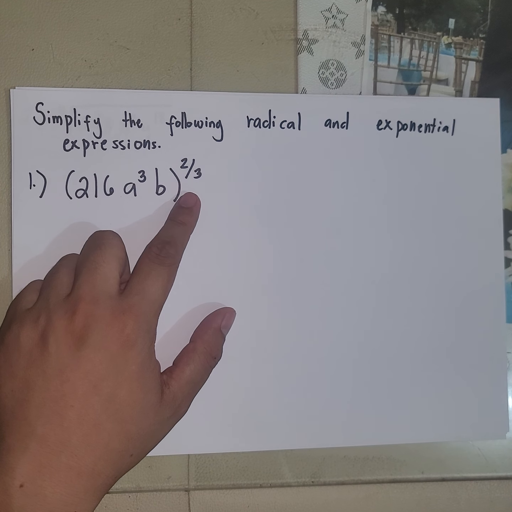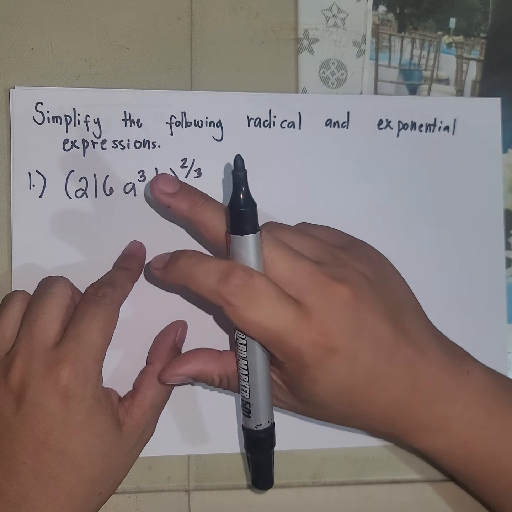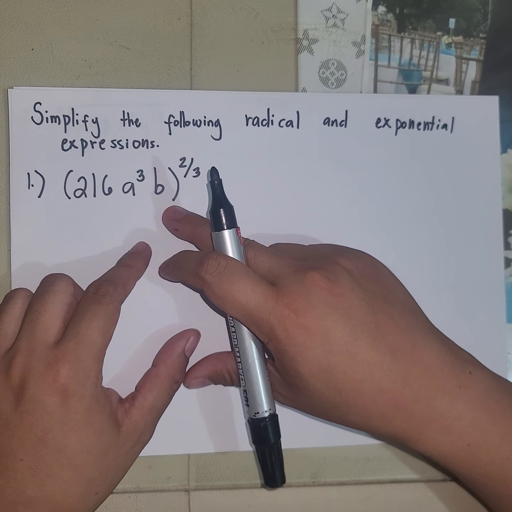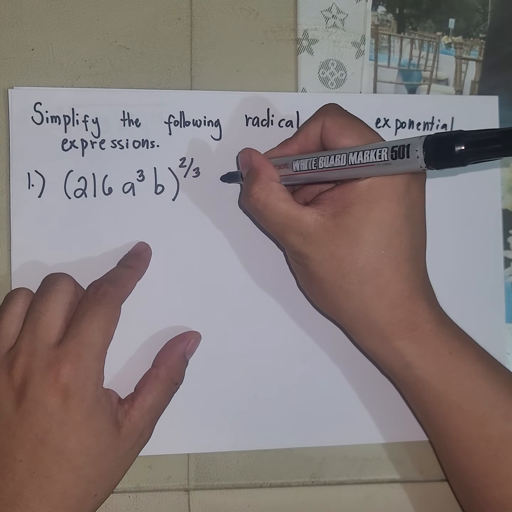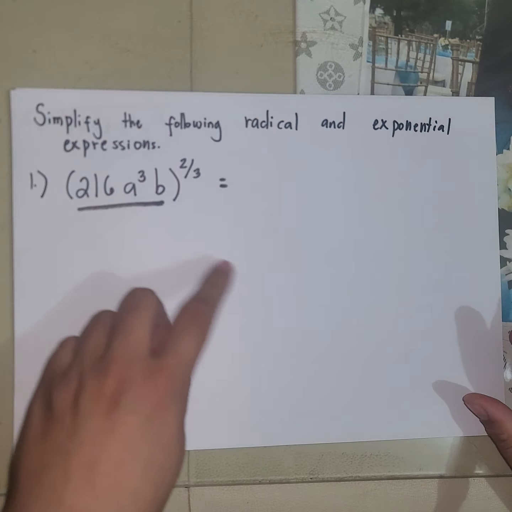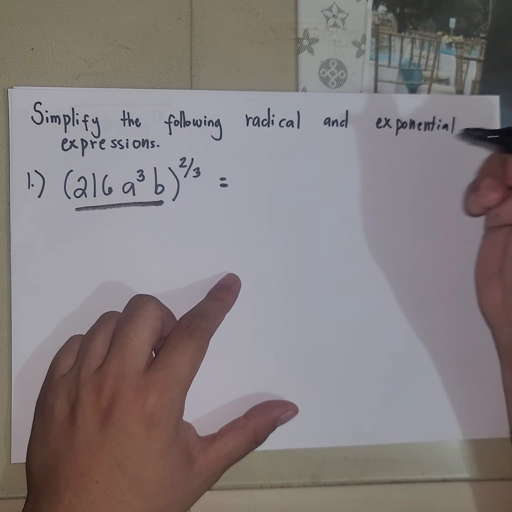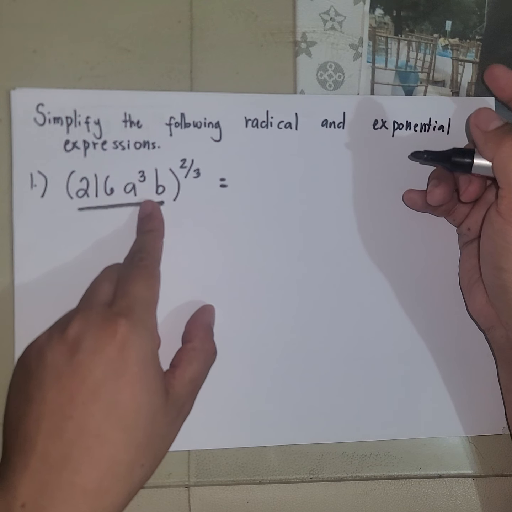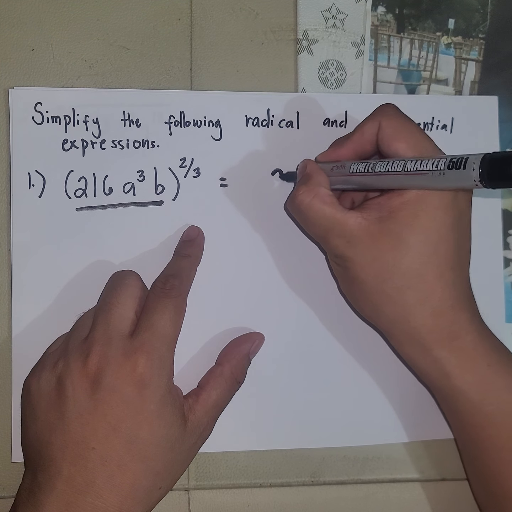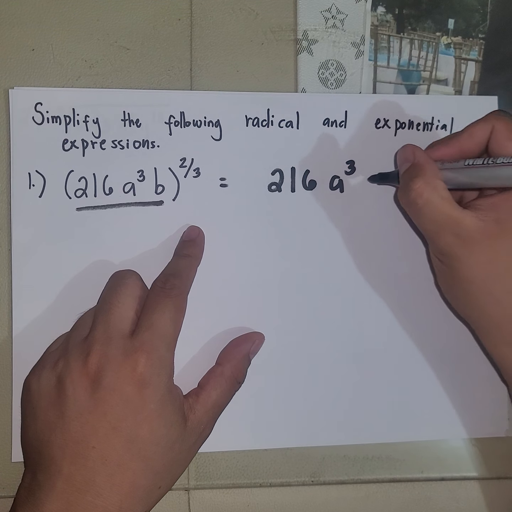So, ang kailangan lang natin gawin dito, we are going to transform this whole expression into a radical form. So, transform lang natin. This 216 here, ito ang base number. Expression kasi we have a polynomial. So, we have 216, copy lang natin: 216 a raised to 3 b.